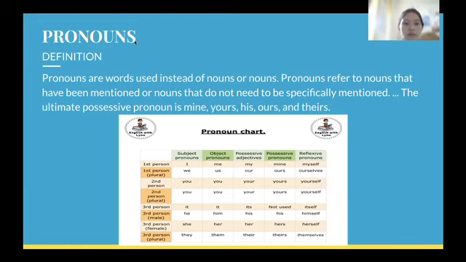Pronouns. Pronouns are words used instead of nouns. Pronouns refer to nouns that have been mentioned or nouns that do not need to be specifically mentioned. The ultimate possessive pronouns are mine, yours, his, ours, and theirs. Next.